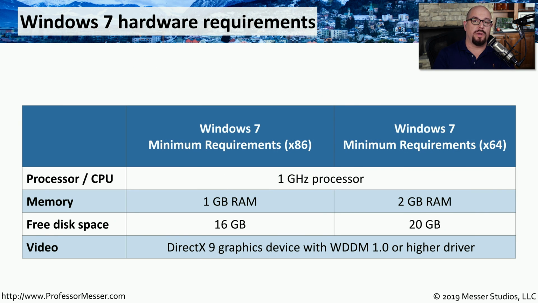The hardware requirements for Windows 7 were different whether you were running a 32-bit version of Windows 7 or a 64-bit version of Windows 7, regardless of which edition. The CPU that you need is a 1 GHz processor. The amount of memory for the 32-bit version is 1 GB, and that's doubled to 2 GB for the 64-bit version. The 32-bit version of Windows 7 needs 16 gigabytes of free disk space to install, and the 64-bit version needs just a little bit more at 20 gigabytes. And for both of these editions, you need a DirectX 9 graphics device that has compatibility with the Windows Display Driver Model 1.0 or higher.